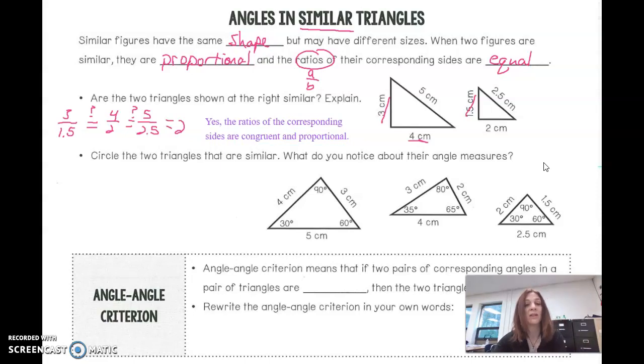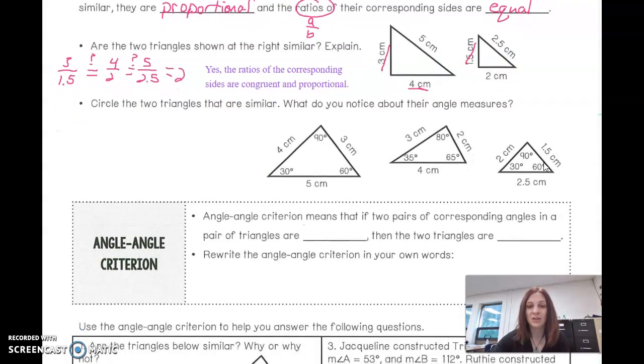So it says circle the two triangles that are similar. What do you notice about their angle measures? Well, let's first start by saying the ones that are similar. Comparing, I have this side to this side, that would be 3 to 4. Does that equal 3 to 2? It doesn't. This is like saying 1 1/3, and 3 over 2 is 1 1/2. Well, 1/3 and 1/2 is not the same, so we know it's not these two.